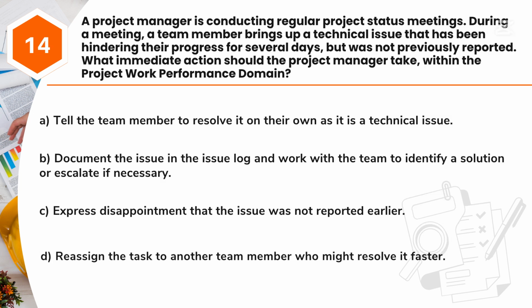Question 14. A project manager is conducting regular project status meetings. During a meeting, a team member brings up a technical issue that has been hindering their progress for several days, but was not previously reported. What immediate action should the project manager take, within the project work performance domain? A. Tell the team member to resolve it on their own as it is a technical issue. B. Document the issue in the issue log and work with the team to identify a solution or escalate if necessary. C. Express disappointment that the issue was not reported earlier. D. Reassign the task to another team member who might resolve it faster.